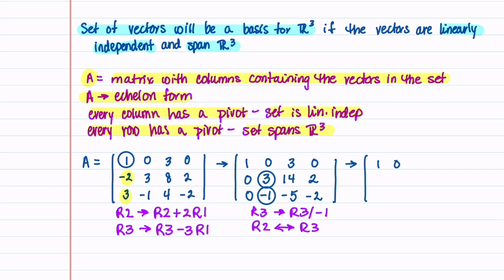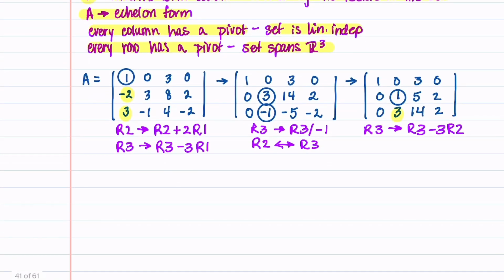Our first row stays the same. Our second row is now our third row multiplied by a negative 1. So we have a 0, 1, 5, 2. And then our third row is what our second row was: 0, 3, 14, 2. Hang with me, we're almost done. We're going to circle this pivot, and then we're going to get a 0 below this pivot. So our row operation is going to be that we're going to take row 3 and replace it with row 3 minus 3 times row 2.